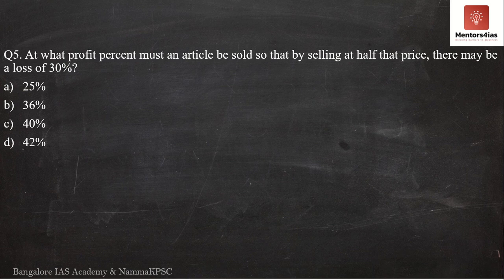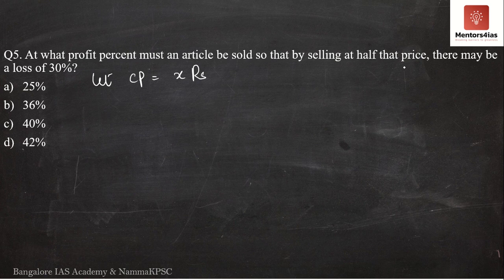Next question, question number 5. Now, what does question number 5 say? Question number 5 says, at what profit percent must an article be sold so that by selling at half that price, there may be a loss of 30%. So again, we are going to assume let the cost price be equal to X rupees.